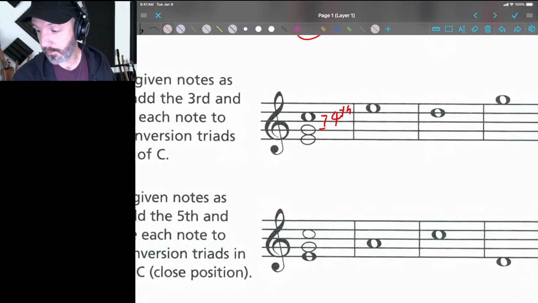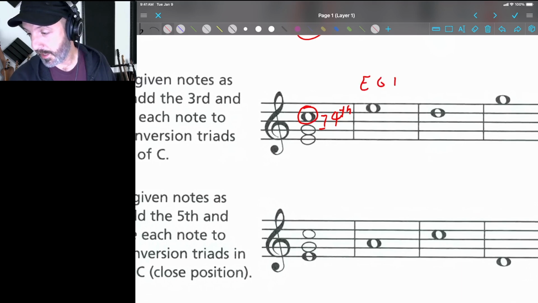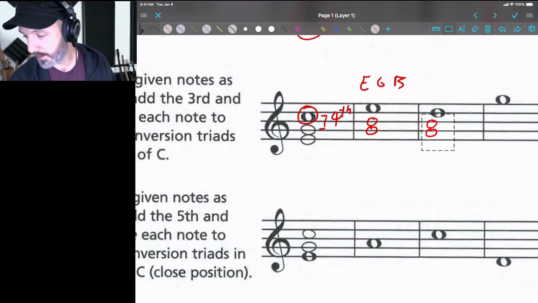That's going to tell you that the note that's higher is the root. So, for example, here I know E is going to be the root, so it would be E, G, B. So that's what I'm going to add below. Now these are pretty repetitive, so I'm just going to keep adding these.